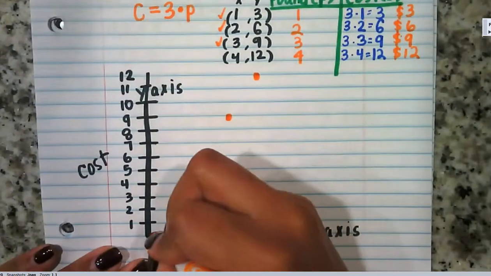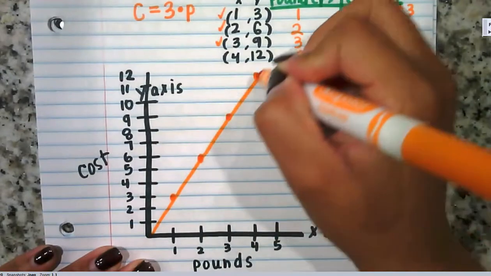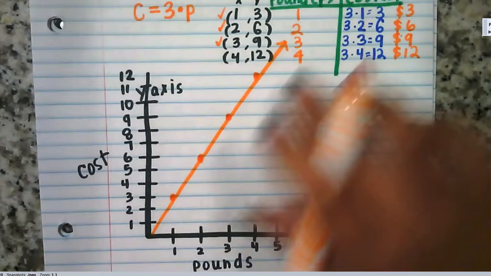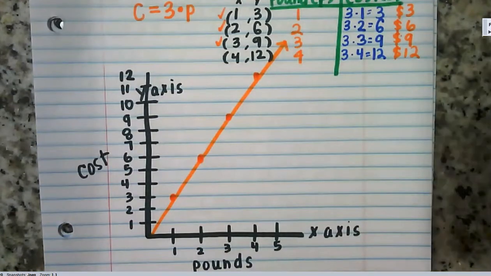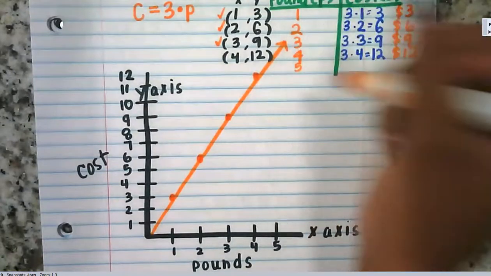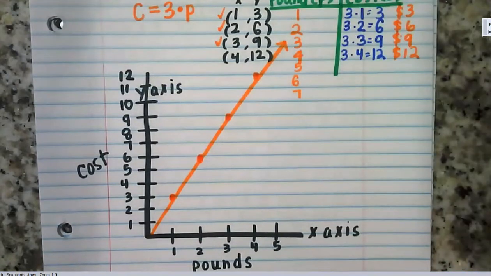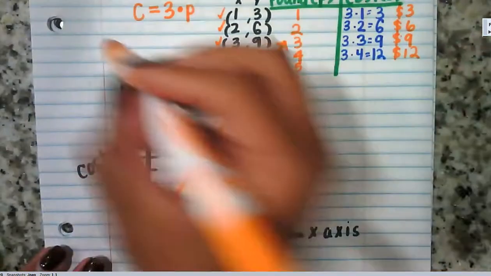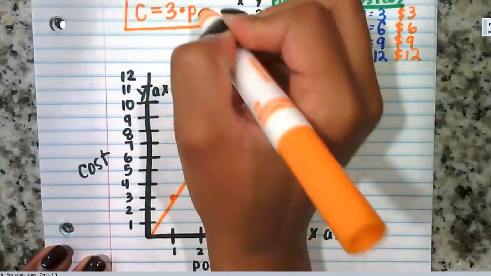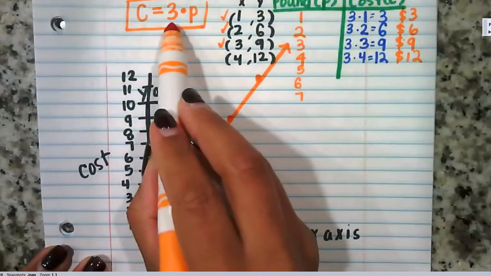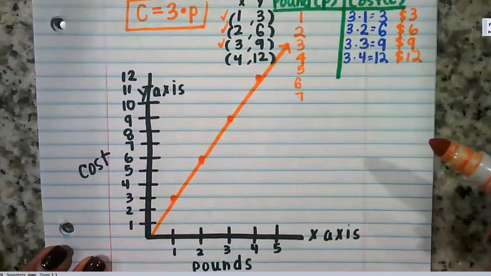So I can go ahead and make a line through my points, and that line is going to go on forever. As that line increases, it will cover all the points that we could think of. If I wanted to find how much 5 pounds would cost, 6 pounds, 7 pounds, this line will cover that point. And so this line represents our equation of C equals 3P. The total cost is equal to 3 times the number of pounds that we purchase.